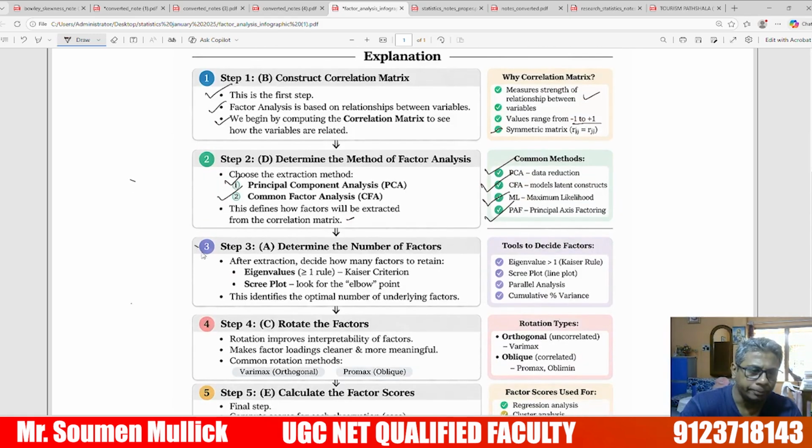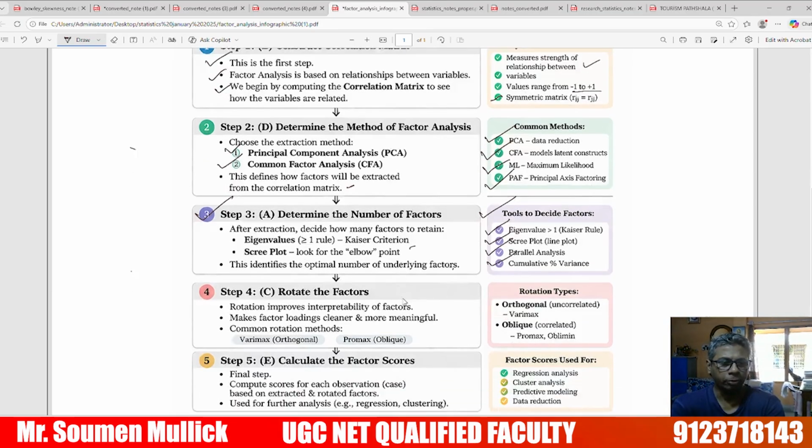Now step 3, determine the number of factors. After extraction, decide how many factors to retain. That's why we use the rule that eigenvalue should be greater than or equal to 1, which is called the Kaiser criterion, or the scree plot, where you look for the elbow point. This identifies the optimal number of underlying factors. Tools to decide factors: eigenvalue, scree plot, parallel analysis, cumulative percentage values.